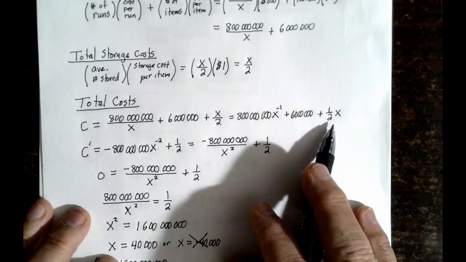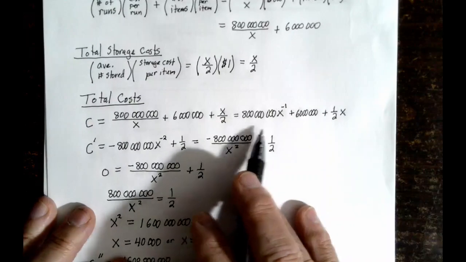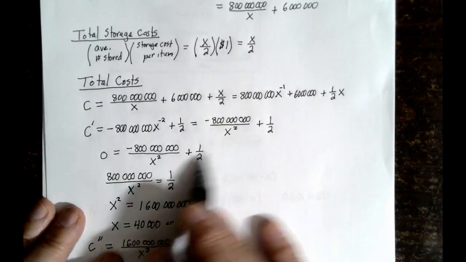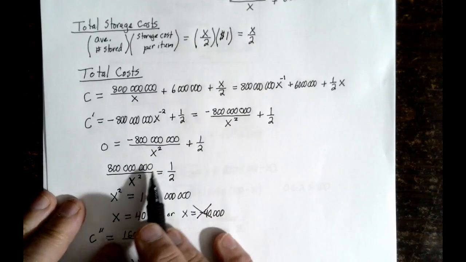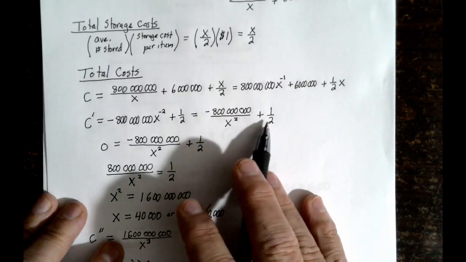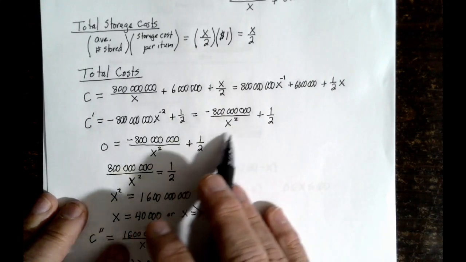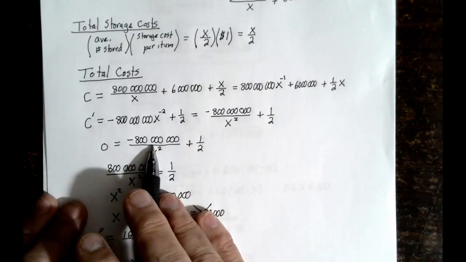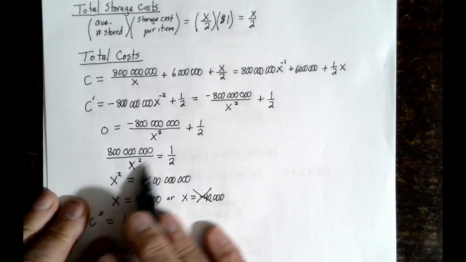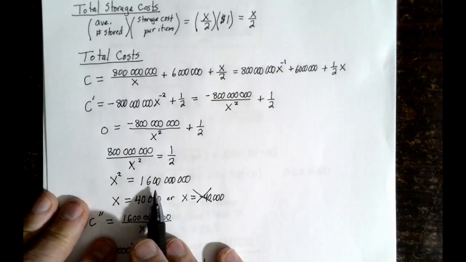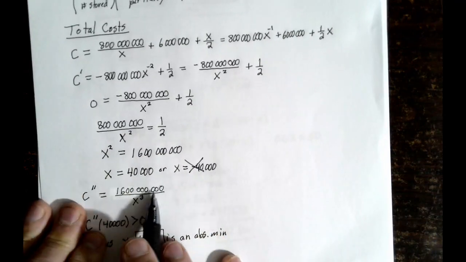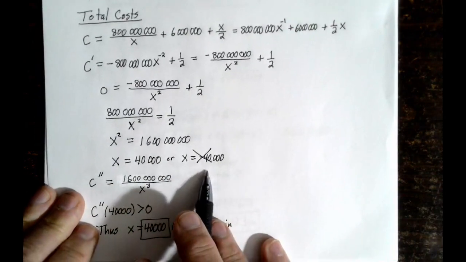Now I'm rewriting it so it's easier to take the derivative. And so when I take the derivative, I get this, which I can rewrite as one. Normally I combine this to make one big fraction, but this time I didn't do that. I just moved this over to the other side, making it positive. Then I cross multiply and I get x squared equals 1.6 billion. I take the square root and I get x equals either 40,000 or negative 40,000.